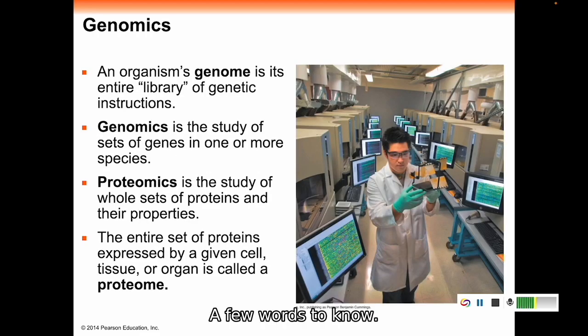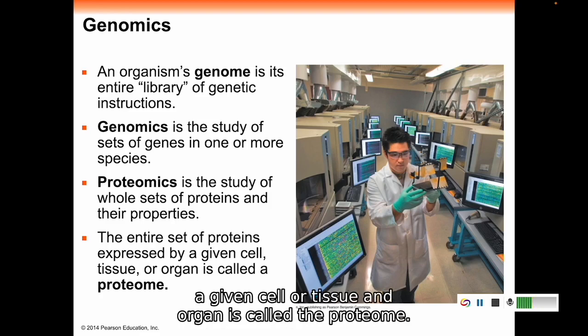A few words to know. An organism's genome is its entire library of genetic instructions. Genomics is a study of sets of genes in one or more species. Proteomics is a study of whole sets of proteins and their properties. And the entire set of proteins expressed by a given cell or tissue or an organ is called the proteome.